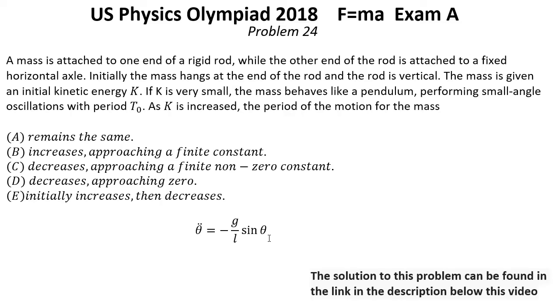And when the amplitude increases till pi, this period will increase till infinity, but after this angle reaches pi and goes further, periodic motion turns into rotational motion. And now when we increase K, this period of rotational motion will decrease and go to 0 when K goes to infinity. That's the answer for problem number 24, and this is E, the correct answer. Initially increases and then decreases.